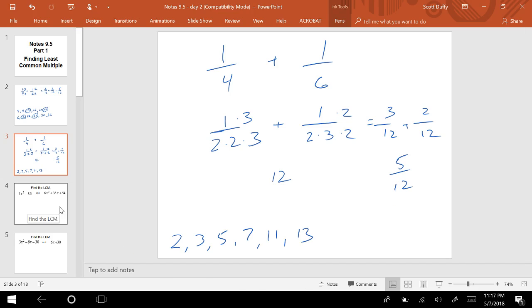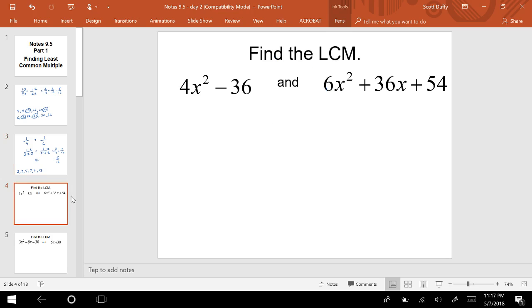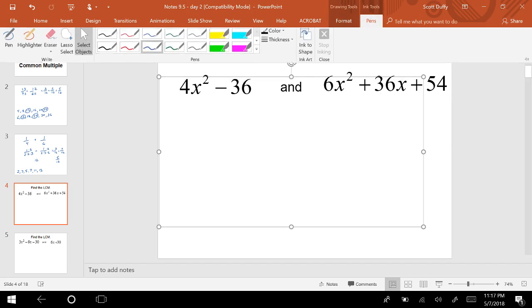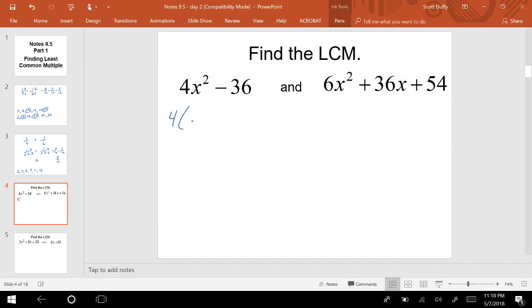Now we are going to find the least common multiple of algebraic expressions. Here's how we do it. So we want to factor first this expression. First thing I see is that 4 goes into 4 and negative 36. So I'm going to factor out a 4. Don't worry about this expression yet. Let's just start with the 4x squared minus 36. Factor out the 4, and you're left with x squared minus 9.